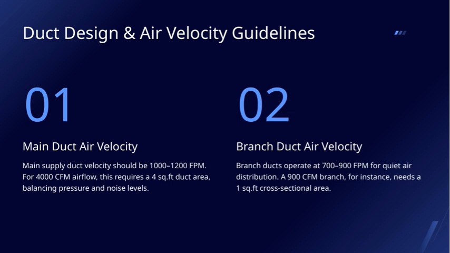Moving on to the main supply duct, the target velocity is slightly higher, around 1,000 to 1,200 feet per minute. This is because the main duct needs to handle a larger volume of air, say 4,000 CFM, and still operate efficiently without creating too much pressure loss or noise. To achieve this, a 4 square foot duct area would be appropriate.